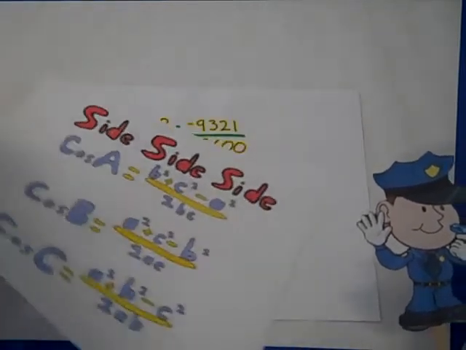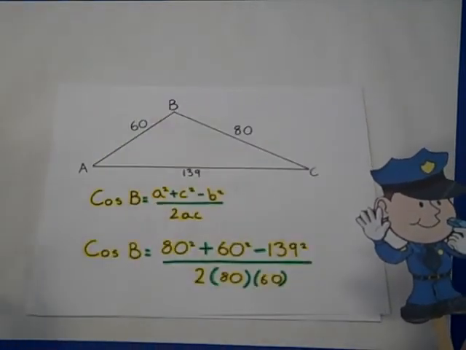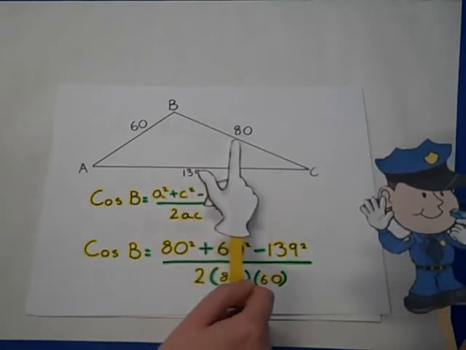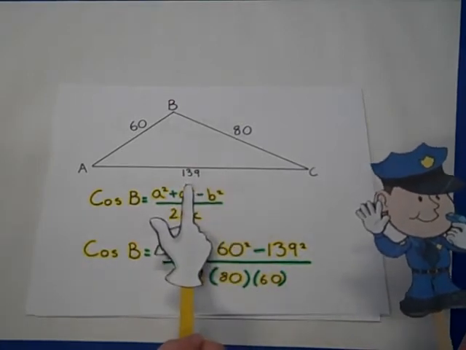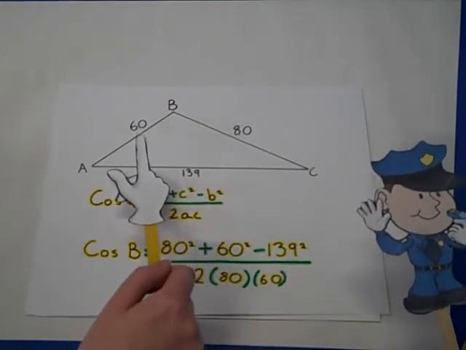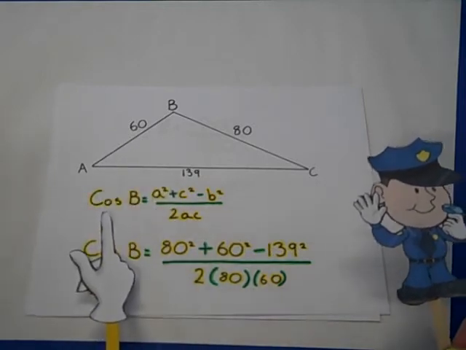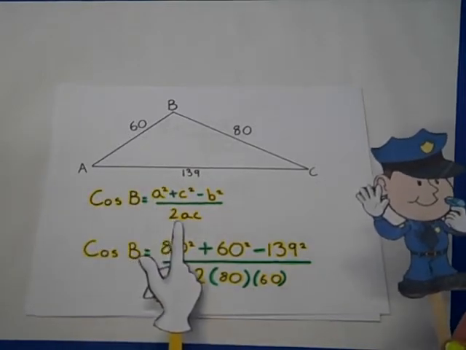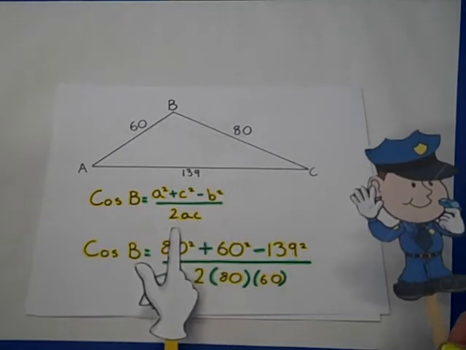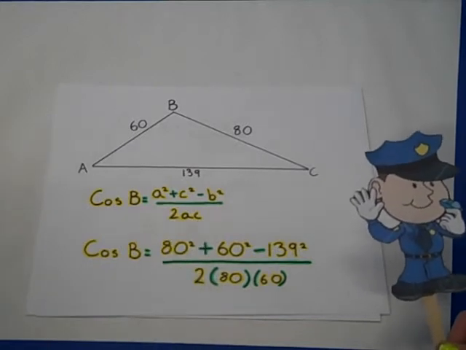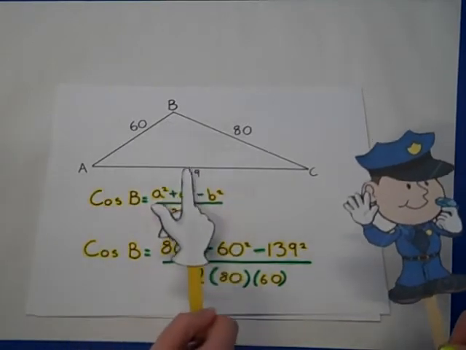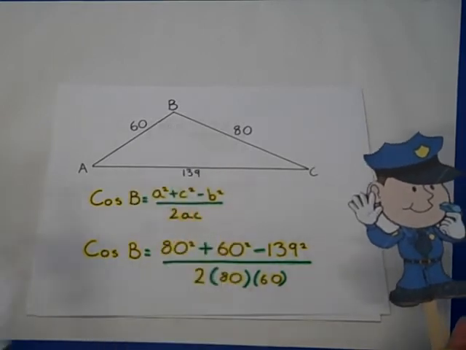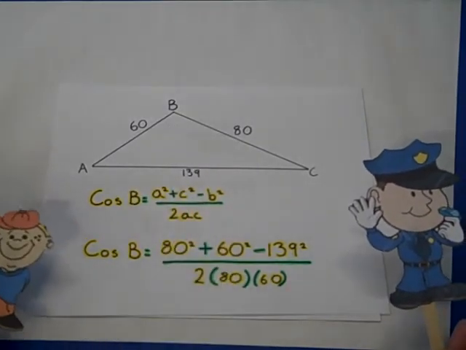For example, if given that side A equals 80 centimeters, side B equals 139 centimeters, and side C equals 60 centimeters, we use cosine B equals A squared plus C squared minus B squared over 2AC, because we need to find the biggest angle first. The biggest side length corresponds to the biggest angle. So we can plug in what we know, right?